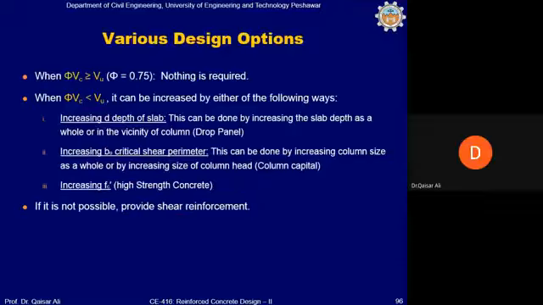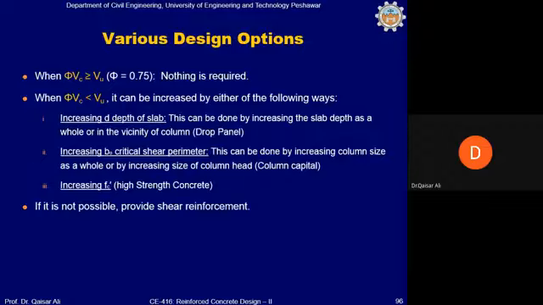There is a requirement of the ACI code. When φVc is greater than Vu, then nothing is required. Unlike the beam shear requirement, where when φVc by 2 is greater than Vu, then nothing is required, in the case of punching shear only if φVc is greater than Vu is nothing required, which means no increase in slab thickness or other things. When φVc is less than Vu, what should we do? Should we provide some kind of stirrups or what?